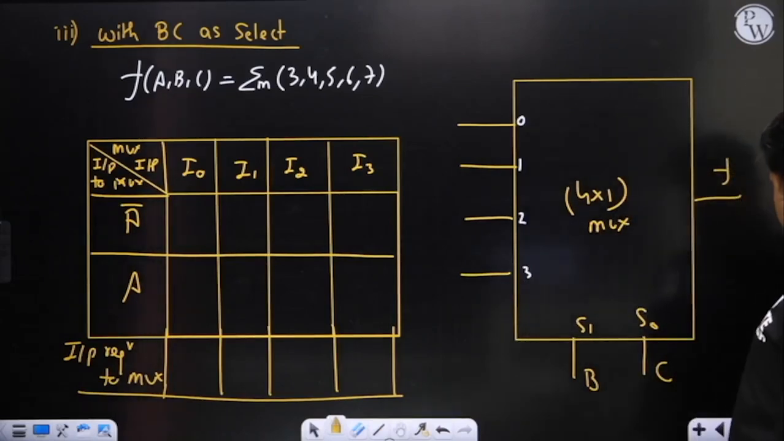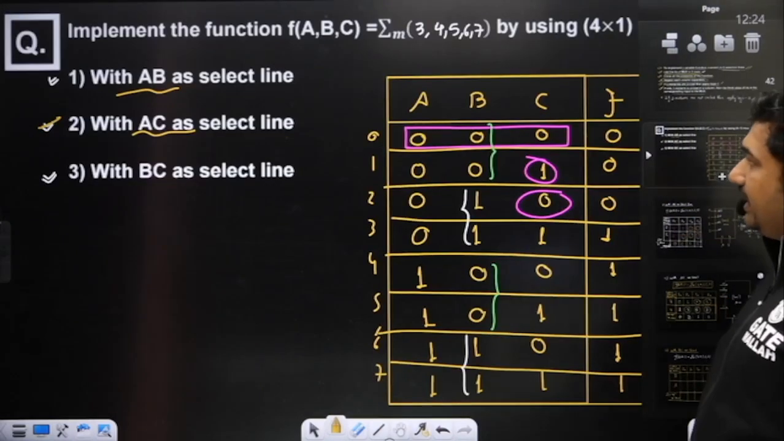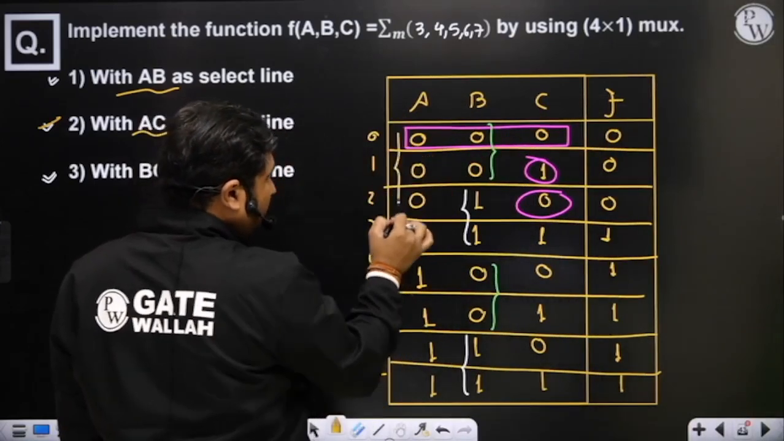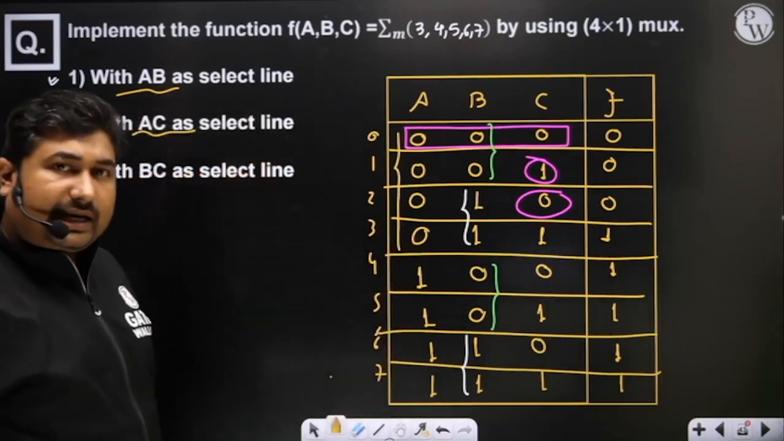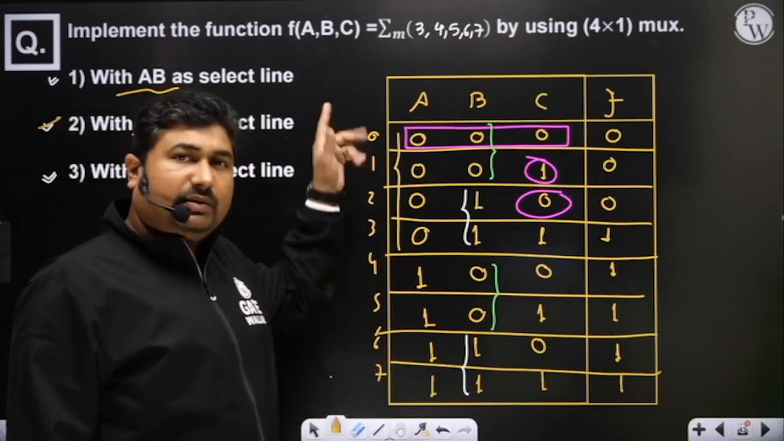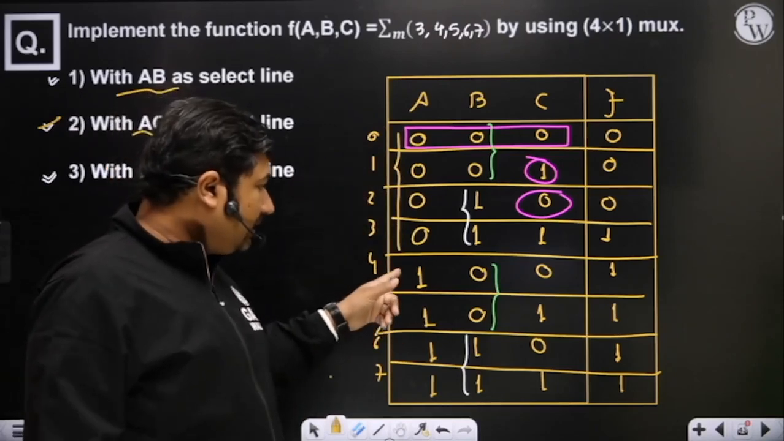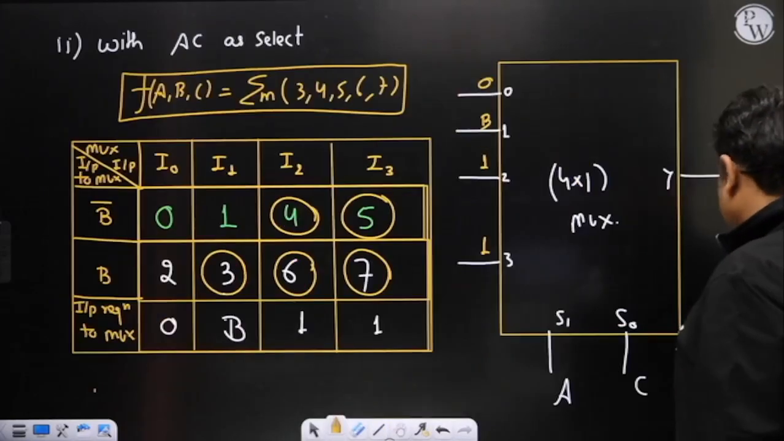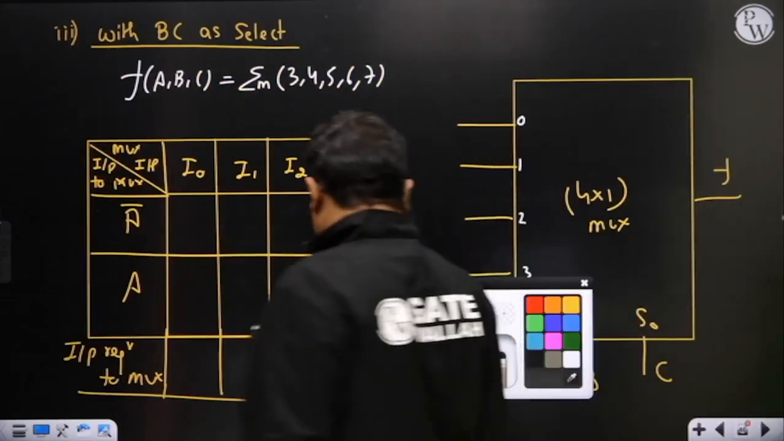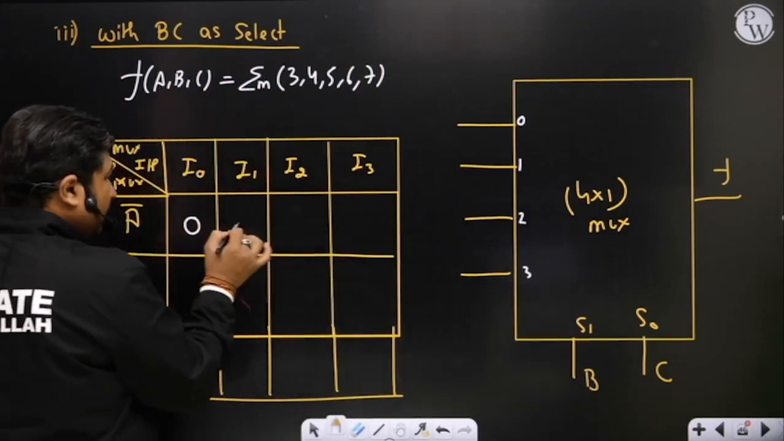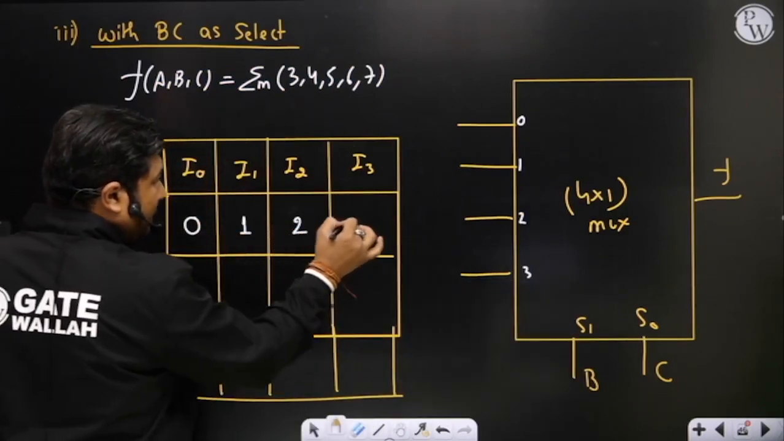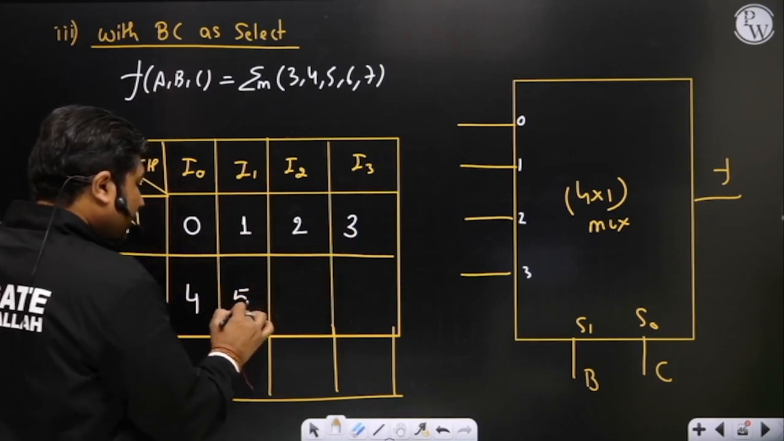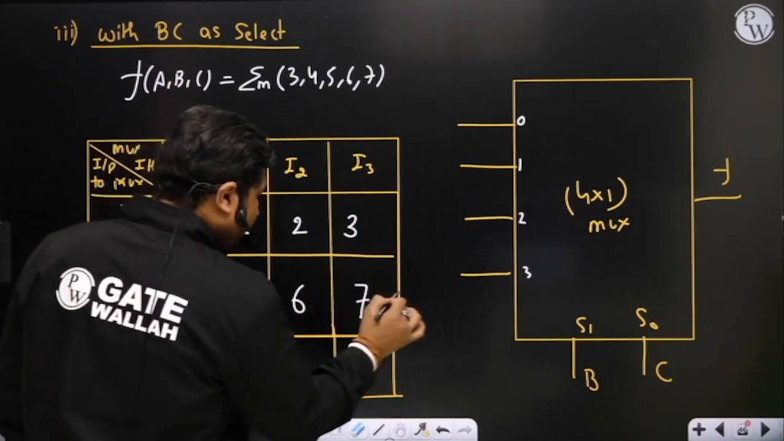Now how to do the numbering? Numbering we can do from here. Please observe these 0, 1, 2, 3. We are getting the minterms 0, 1, 2, 3, in which we are getting A bar. And in the minterms 4, 5, 6, 7, we are getting A. So in minterm 0 we get A bar, 1 we get A bar, 2 we get A bar, 3 we get A bar. In minterm 4 we get A, 5 we get A, 6 we get A, 7 we get A.